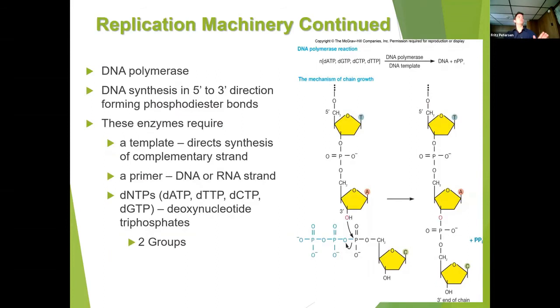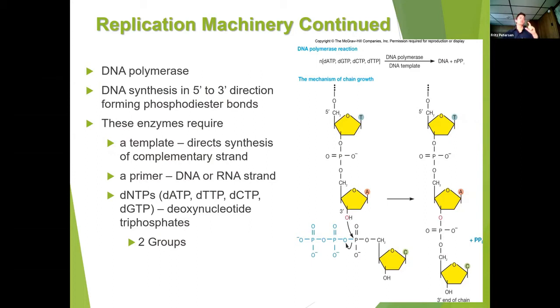So, for example, we will be talking about DNA polymerase. Reminder that this is the building protein. This is the one that's responsible for adding new nucleotides and building the daughter strand or the newly synthesized strand of DNA. And it also synthesizes solely in the 5' to 3' direction. And for this enzyme to function, it requires a template, and this template will be the parental strand of DNA.